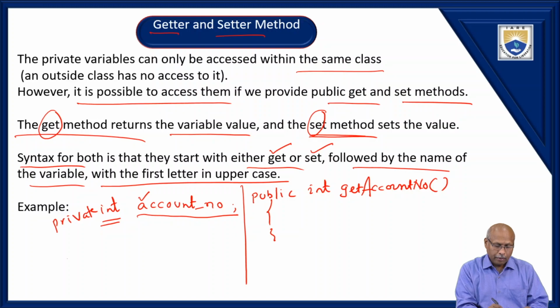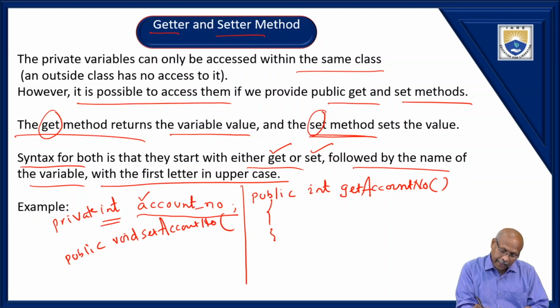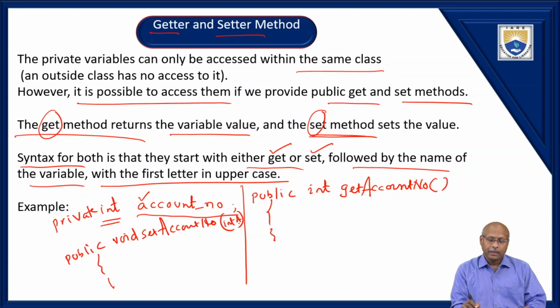So you can write public, followed by void, since it returns nothing. Then you should write set, followed by AccountNumber, with an uppercase A. But here you have to pass some variable. What type? int accountNumber A. This A you have to assign to this account number. So you pass some parameter, and this parameter you have to assign to your member variable.